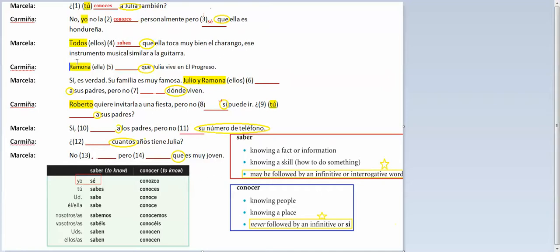Ramona blank que Julia vive en el progreso. So Ramona knows that Julia lives in el progreso. So what does she know? She knows that Julia lives in el progreso. That again is knowing information about her. And it's Ramona who knows this. So it would be sabe.